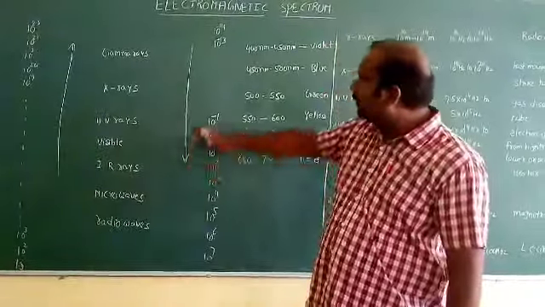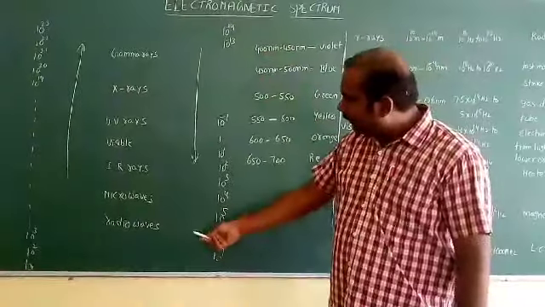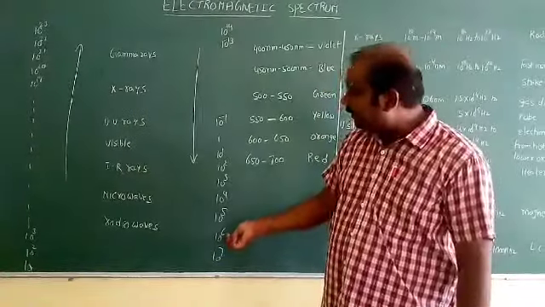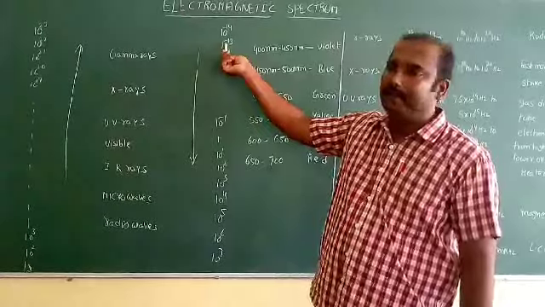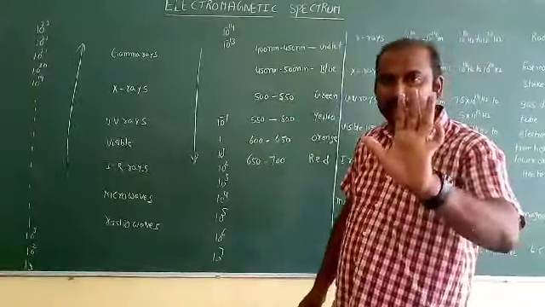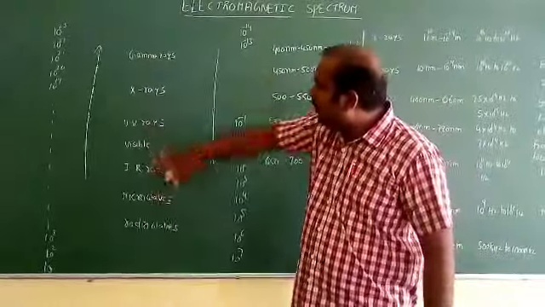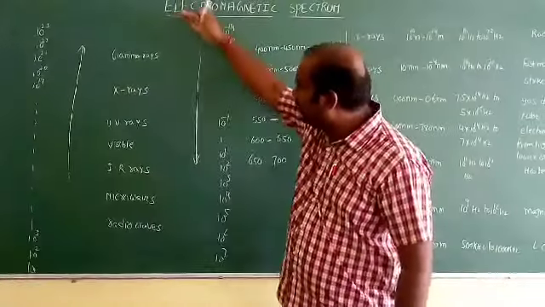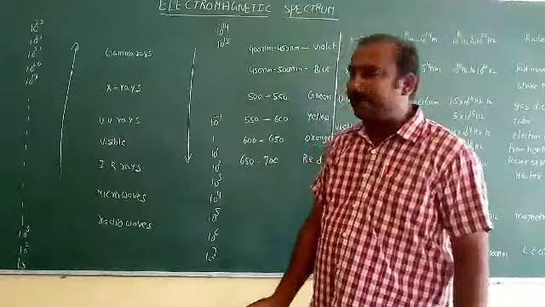Whereas wavelength is considered in ascending order. That means radio waves have the highest wavelength and gamma rays have the lowest wavelength, because when frequency is maximum, wavelength is minimum. This point everybody must remember. Frequency in this order, wavelength in the reverse order, you have to remember.